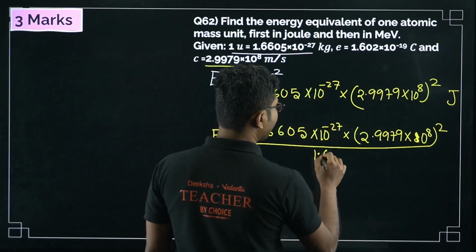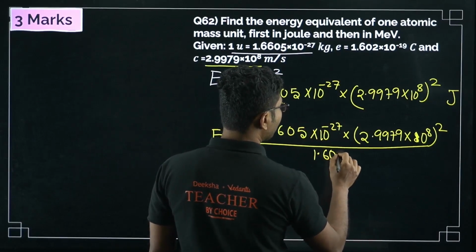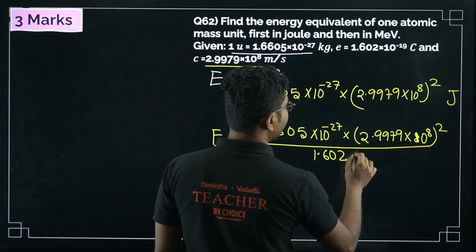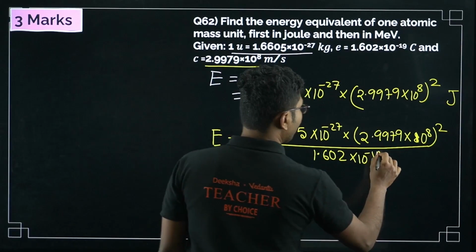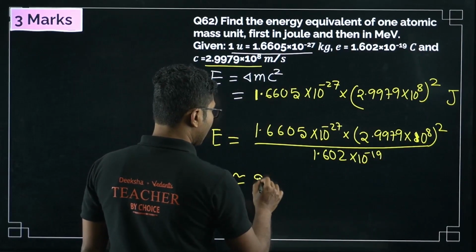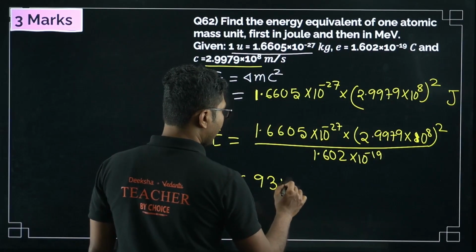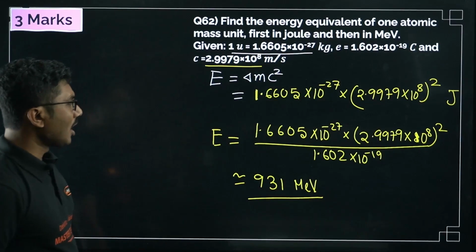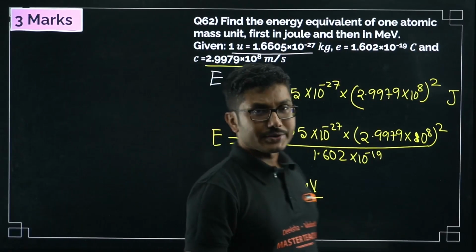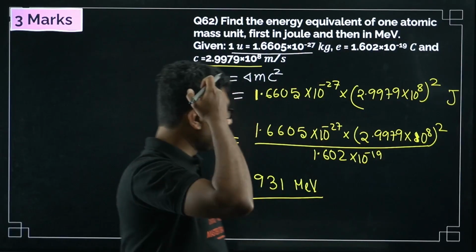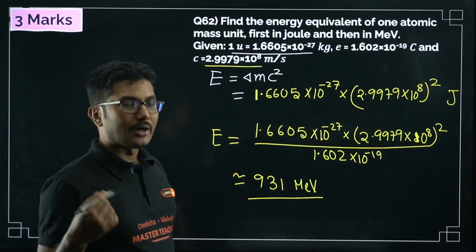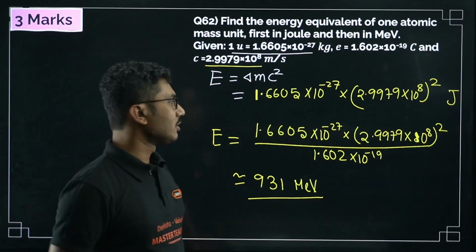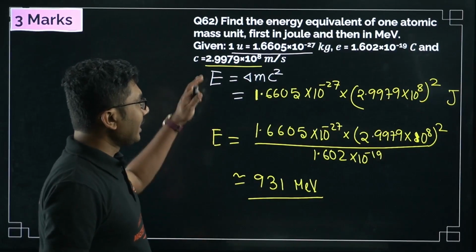So joules divided by the charge of an electron is the electron volt, 1.602 into 10 to the power of minus 19, which will be very close to 931 MeV. This is a very common value. We often use it in our numerical questions. So one atomic unit is basically 931 MeV. Sometimes we round it off to 930 MeV. That is also fine.